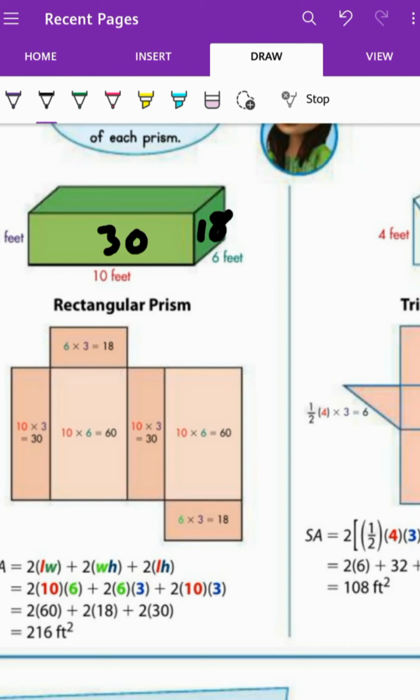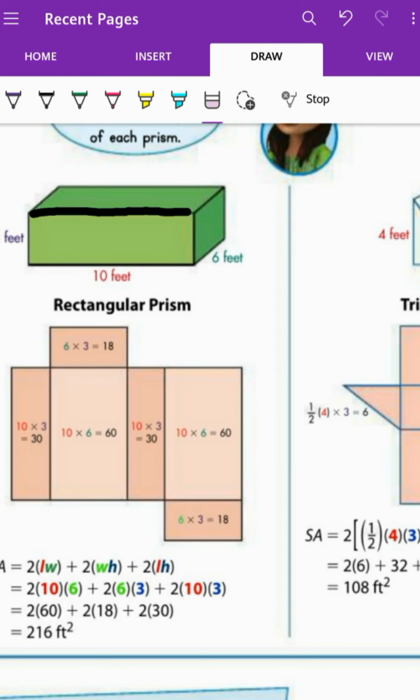Now the top one. Teacher, there are no numbers. This is the top, and there are no numbers, not the 18 and the 30. There are no dimensions. How can I find them? Yes, you will find them. Wait, you need the horizontal and the vertical. This is the horizontal and this is the vertical.